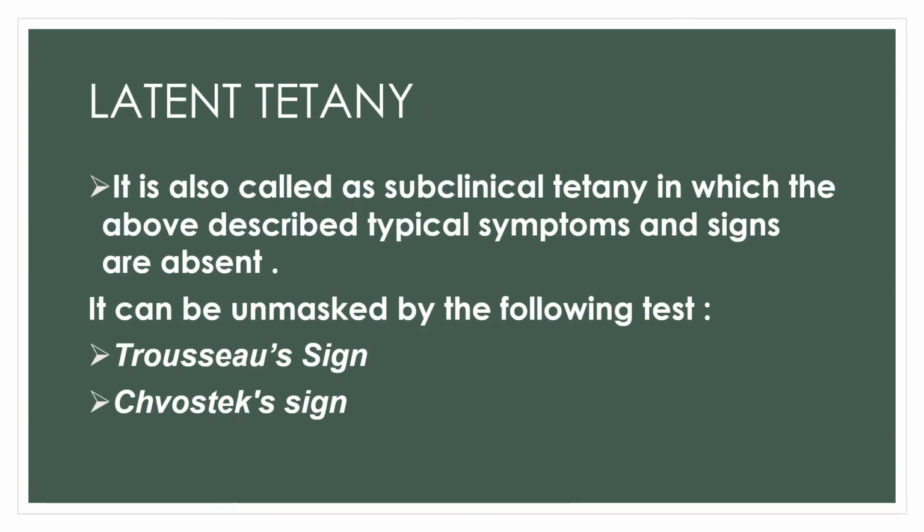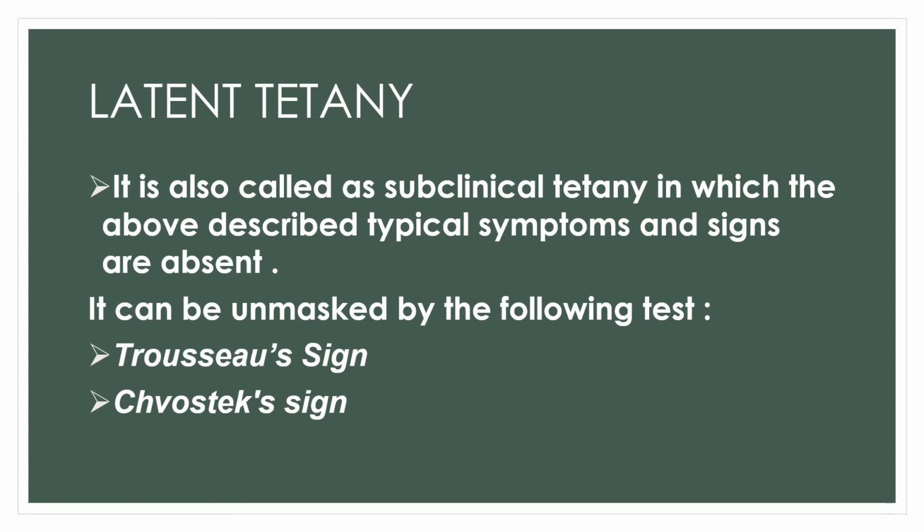So what is latent tetany? It is also called subclinical tetany, in which the above described typical picture and signs are absent. It can be unmasked by the following tests: Trousseau's sign and Chvostek's sign. Trousseau's sign: occluding the blood supply to the limb for about 3 minutes by inflation of a sphygmomanometer cuff above the systolic blood pressure level produces a characteristic carpal spasm or pedal spasm, depending on the limb tested.